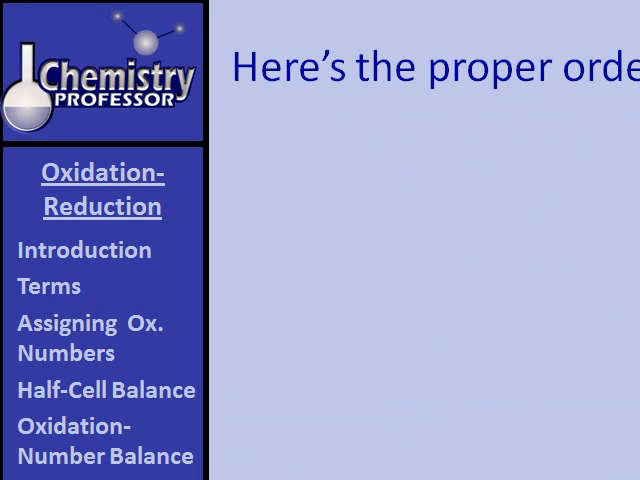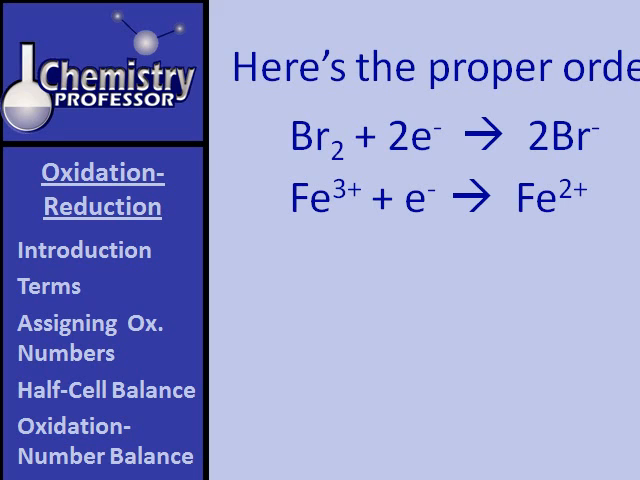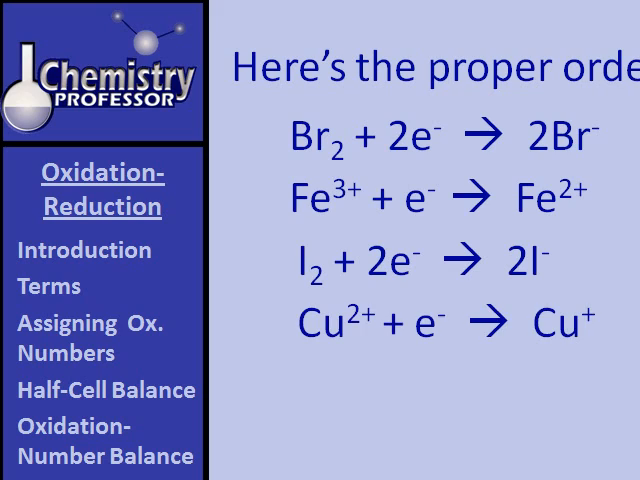Here's the proper order. Bromine plus 2 electrons producing bromide ions. The ferric ion plus an electron producing the ferrous ion. Iodine plus 2 electrons giving you the iodide ion. And copper plus 2 plus an electron giving you the cuprous ion. Now, got it? Do you see why it's that way? This is what you should have come up with.